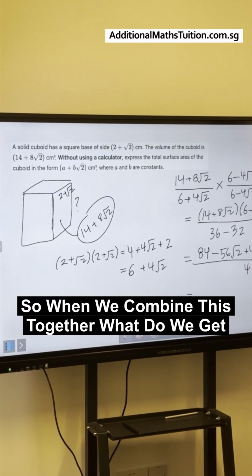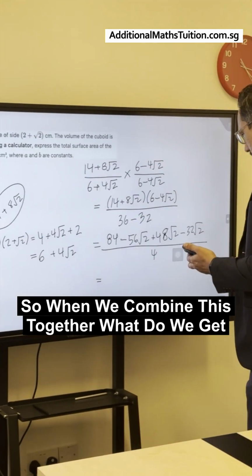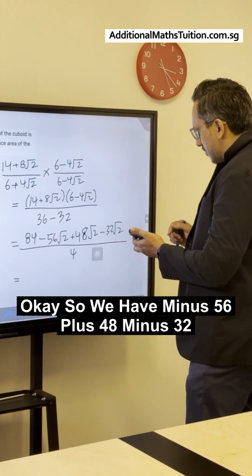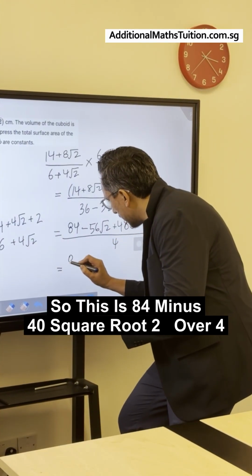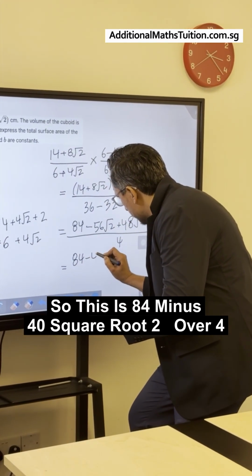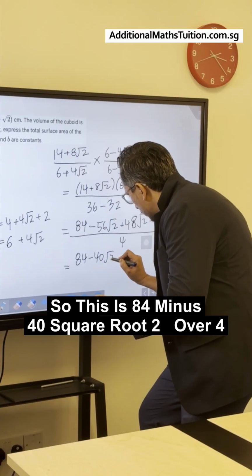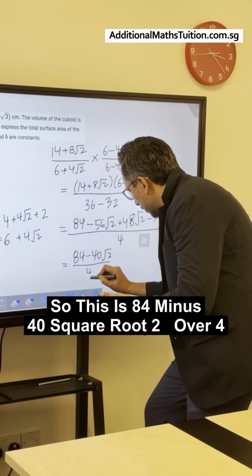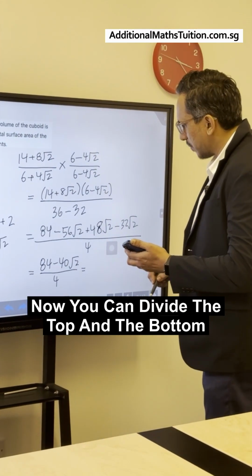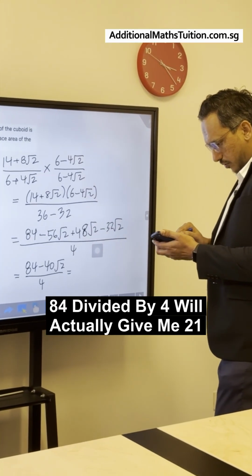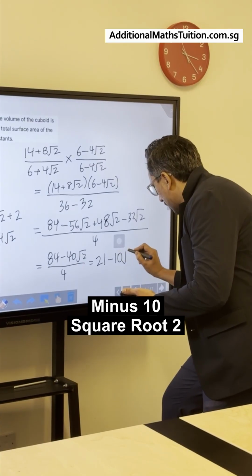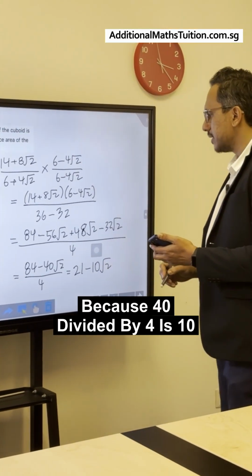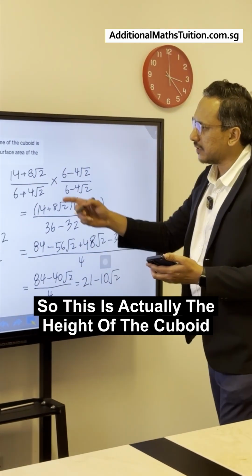So when we combine this together, what do we get? Okay, so we have minus 56 plus 48 minus 32. That's minus 40. So this is 84 minus 40 square root 2 over 4. Now you can divide the top and the bottom. 84 divided by 4 will actually give me 21 minus 10 square root 2, because 40 divided by 4 is 10. So this is actually the height of the cuboid.